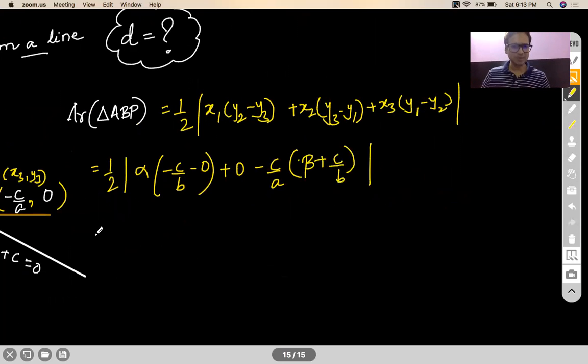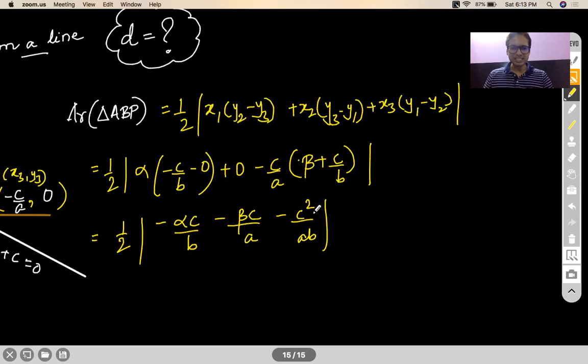Okay, let's simplify this. So it will be half mod minus alpha c by b minus beta c by a minus c square by ab. Okay, let's do one thing. Since you are dealing with mod, the minus sign has no meaning inside a mod, right? So you may remove this and make it all positive. It's not going to affect your working out. So basically you are negating the complete negative sign inside. Now what I'm going to do is pull a c out of this because I can see c in all the terms.